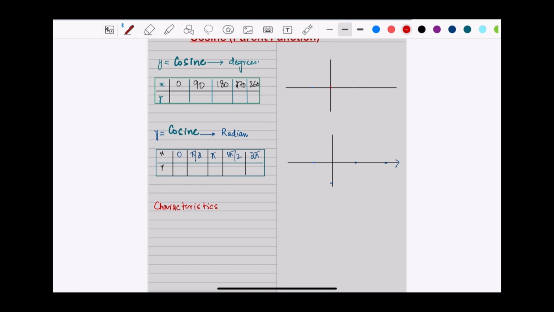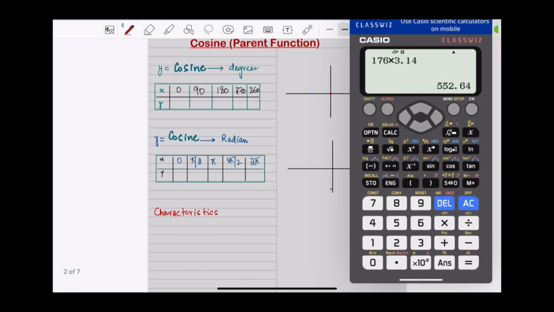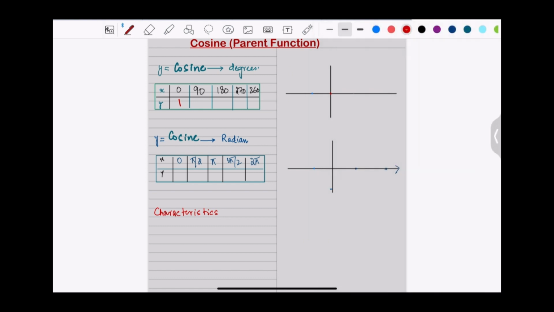Okay, so basically if I take out the values of cos of different degrees, for example cos of 0, it's going to be 1. I can write that down. And you can take out all the values. So these values are going to be cos of 90 becomes 0, then negative 1, then 0 again, and 1.